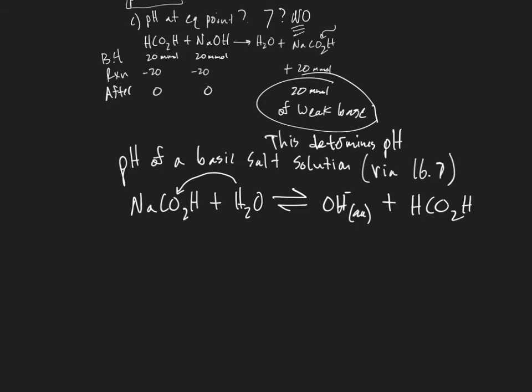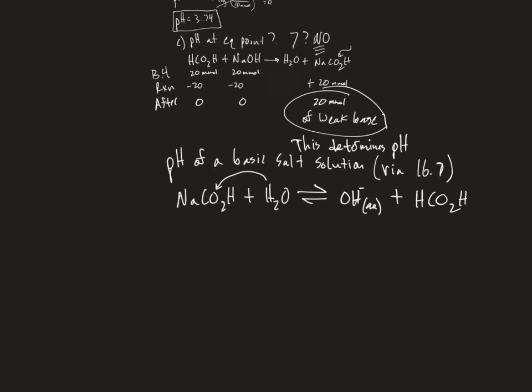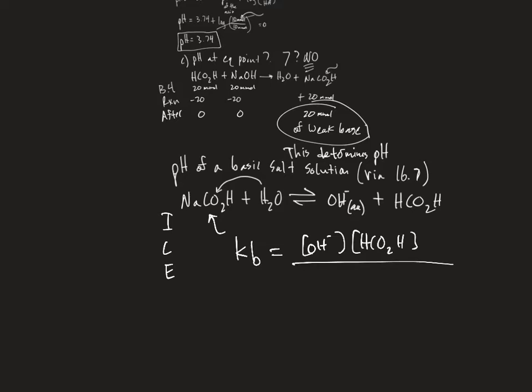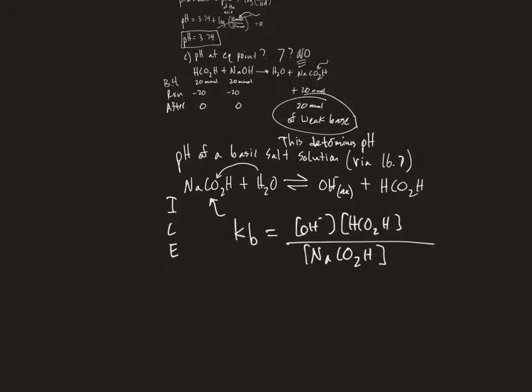So I have a weak base equilibrium problem. We're going to produce a tiny bit of OH minus, but that's enough to have a significant effect on my pH. So remember, this is just another ICE table problem, initial, change, etc. But it's going to look just like it did before. This time, though, it's the Kb, because we have to think of this in terms of a base equation. So we need the equilibrium constant that refers to the base. Kb is equivalent to OH minus times HCO2H divided by our initial concentration, NaCO2H. So that's what we're thinking about again.